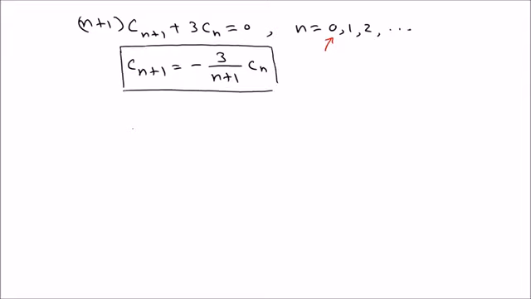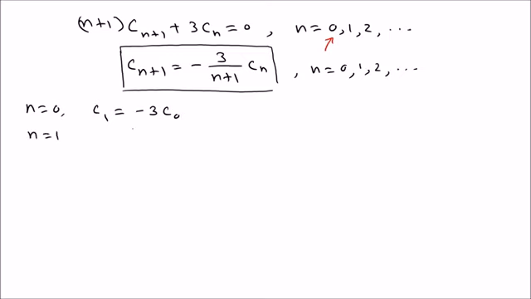Okay, so you find a relation. Again, this is only valid for n going from 1 to 3, like that. It's only valid for those. Now what you can do? Just calculate a few values. So we can start with this first value, n equals 0. So if n equals 0, you're going to get c1. Just plug in n equals 0. So you're going to get negative 3 over 1, so it's negative 3 c naught. That's what you get.